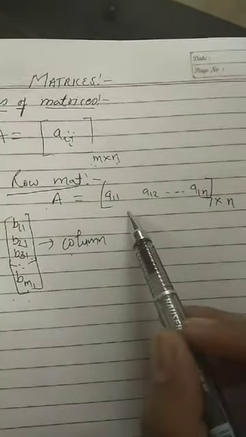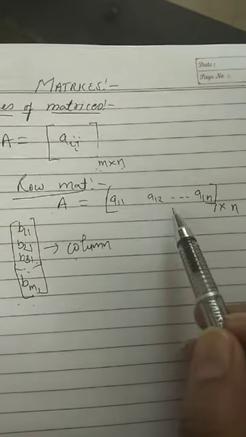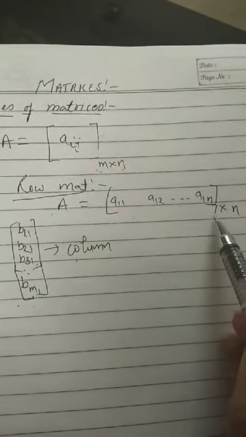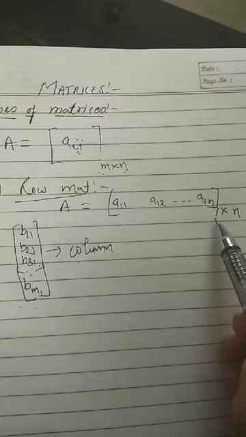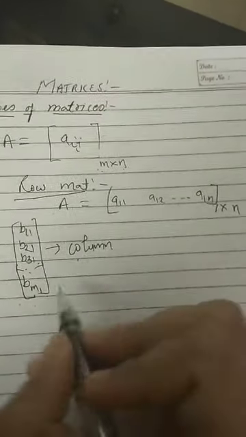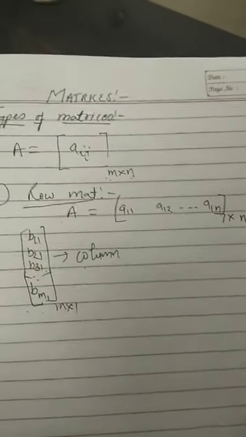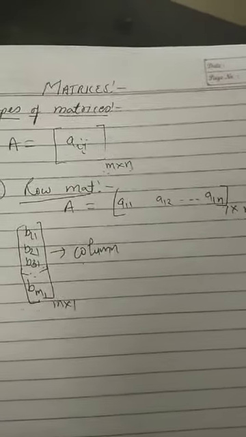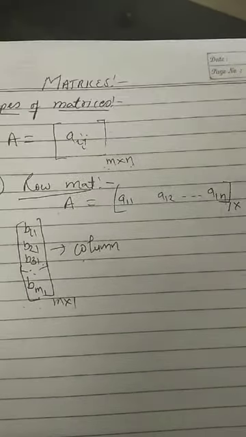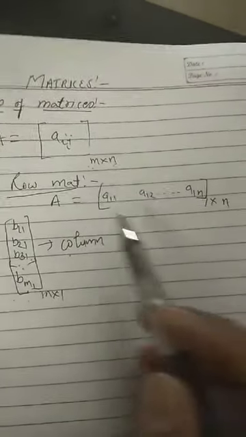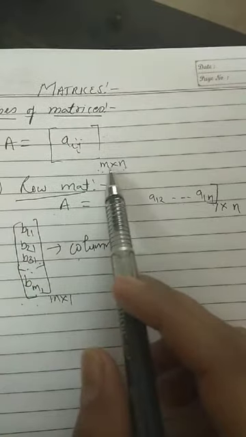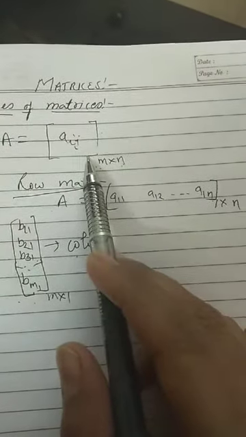What are the dimensions of this rectangle? The dimensions are 1 by n. And what are the dimensions of this rectangle? Here the dimensions are m by 1, right? Because it is a rectangle, and we know a rectangle will always have length and breadth. So here, when length and breadth are both different, it is a rectangle only.